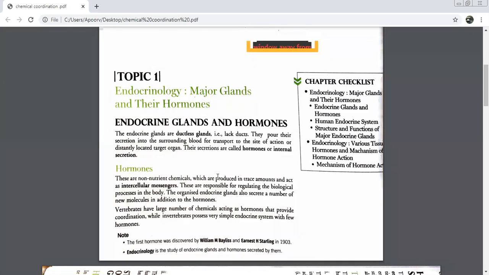Okay, and they act as intercellular messengers. Intercellular, from one cell to the other cell. They are going to act as messengers also. So three keywords which you need to remember about hormones. First, they are non-nutrient chemicals. Number two, they are found in trace amounts. Number three, they act as intercellular messengers.